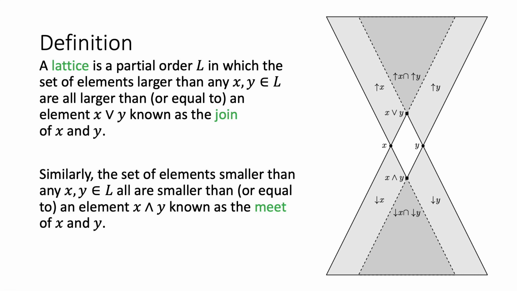All right, so what is a lattice? A lattice is a partial order L in which the set of elements larger than any x, y in L are all larger than or equal to an element x join y. Similarly, the set of elements smaller than any x, y in L are all smaller than or equal to an element x meet y. So you can see here in our diagram on the right, if I have two elements x and y in the lattice, if I look at all elements that are above x and all elements that are above y, well, the elements in this intersection must all be above the join of x and y. And something similar holds down here for elements below x and y and the meet of x and y.